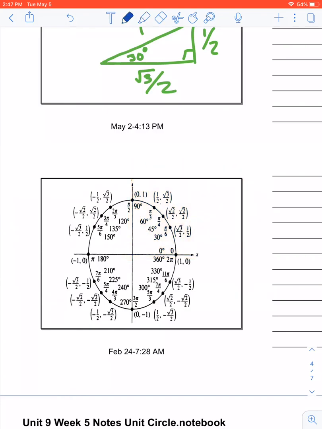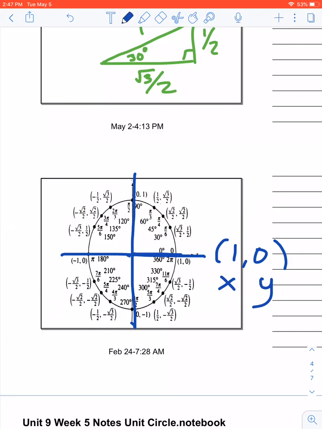Let's think about it. From here to here is 1. From here to here is 1. From here to here is 1, because those are the hypotenuses of my circle. So if I'm looking at it, from here to here is 1. So that's why that point is 1, 0, because if I'm thinking about an xy coordinate, I went right positive 1 and up 0.